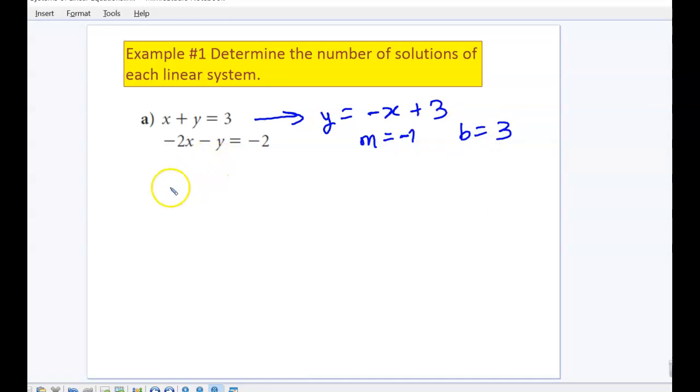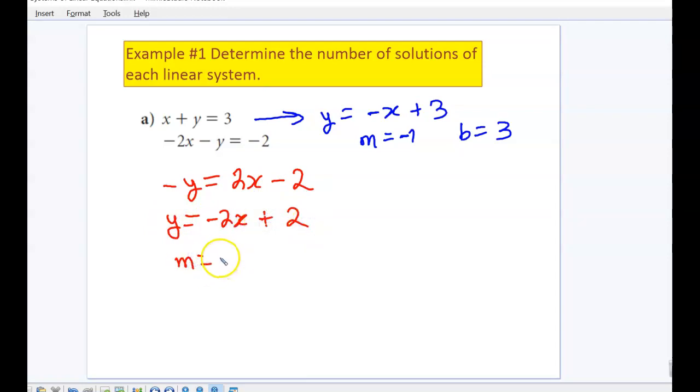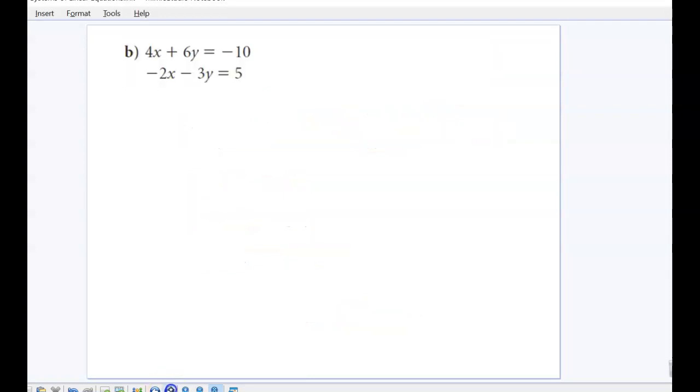For my second line, I'm going to have negative y. I'm going to add the 2x to the other side, and then I'm going to divide each term by negative 1. Notice my slope is negative 2, b is equal to 2. We always start by looking at the slopes. If the slopes are different, we know we have intersecting lines, we have one solution. Done. As soon as the slopes are different, we know we only have one solution, and we can say that these lines are intersecting.